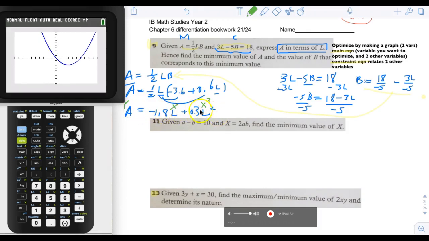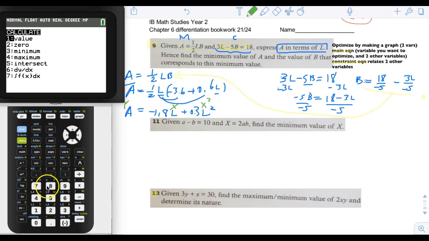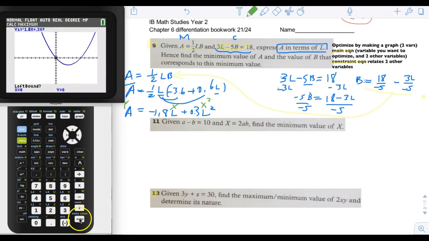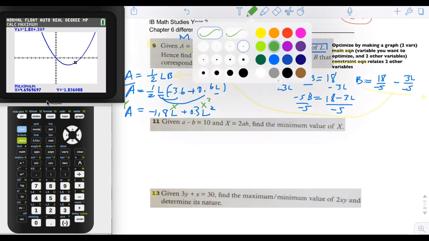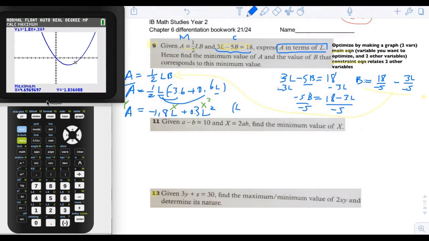So the way we have this set up, we can easily find the value of L that corresponds to the minimum value of Y. We can do that by doing second calc min and finding this point, which will give us the L value and the A value at this point. So we'll do second calc maximum, which is number 4, and left bound we can do just here, and then we'll move the cursor over to the right, and we'll hit enter again, and our maximum value is 4.696, which is the same thing as 4.70. So 4.70 is the value for L.